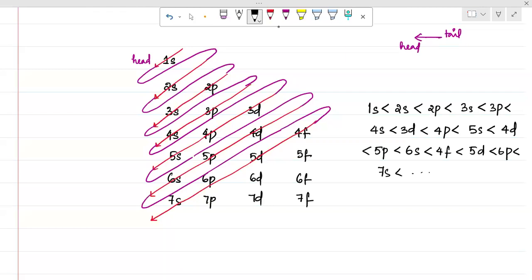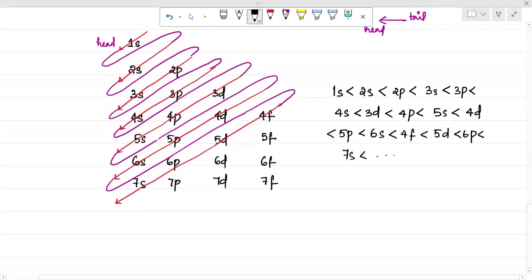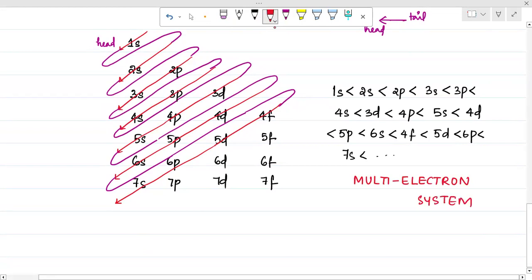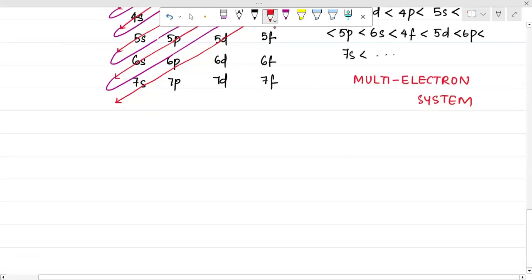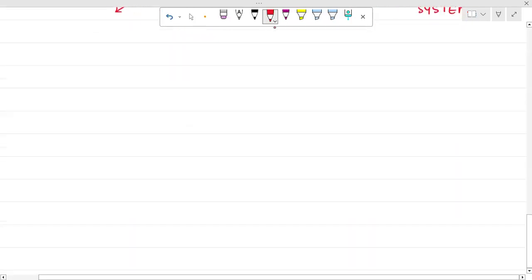You need not always write the n plus L value. It will be difficult. Once you start practicing this for a while, it will become very easy for you. Now, the important thing is you use this order of energy when you have a multi-electron system. Very important. Multi-electron means more than one. Let's say that your system has only one electron.